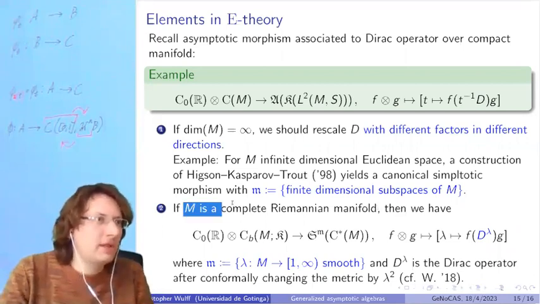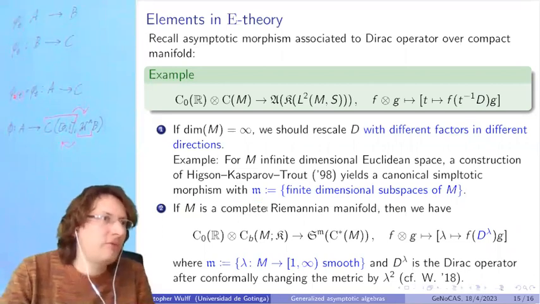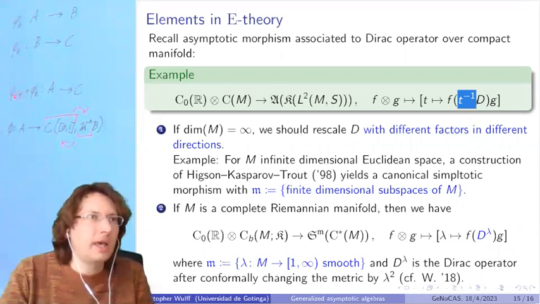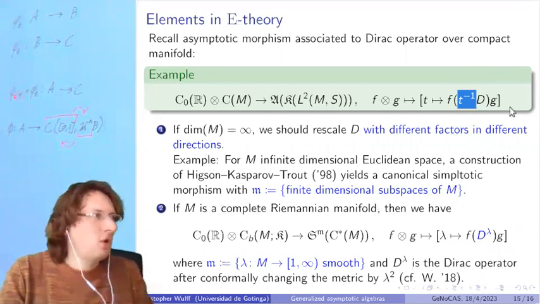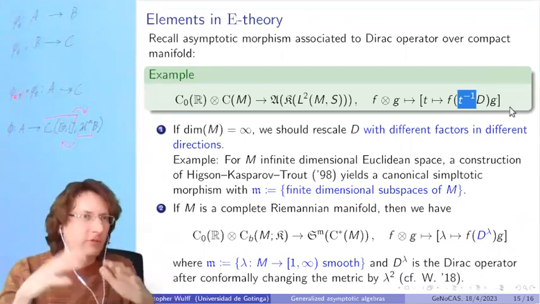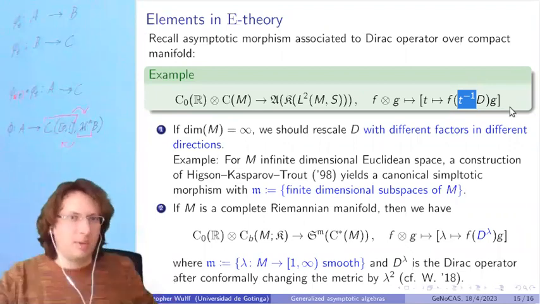So the idea is essentially that for a complete Riemannian manifold, so a non-compact manifold, it might not be a good idea to rescale with the same parameter all over the manifold, but to use a different parameter at different places of the manifold.